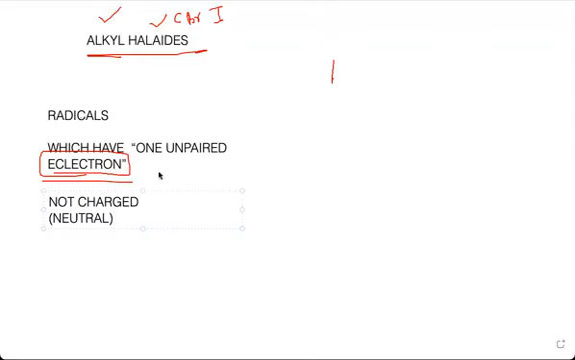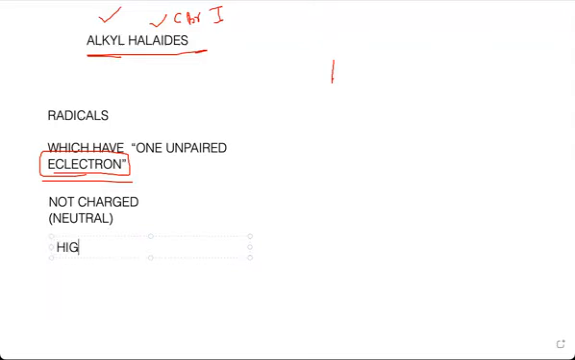So a free radical has one unpaired electron, and it is not a charged particle, which means it is neutral. One more thing you should know about the free radical: it is not charged, it is neutral. It has not gained any electron, and it has not lost an electron. It has one unpaired electron.